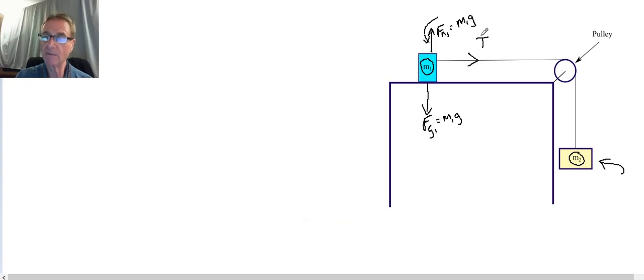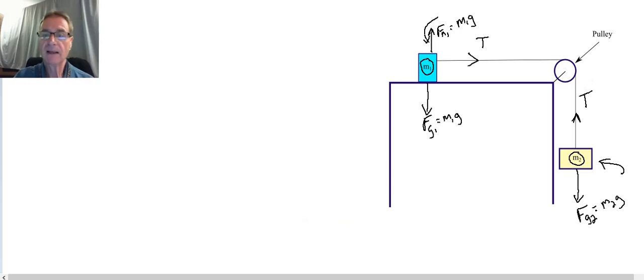Let's look at block M2. We have the force due to gravity on block M2. We'll call that M2 times G. And we have the tension in the cable pulling on the block. That again is going to be tension because it's all one cable, so the tension is the same throughout the cable. Do we have a normal force on block M2? We do not. You only have a normal force when the object is sitting on a surface. If it's not sitting on a surface, there's no normal force. So these are the two blocks that we have.